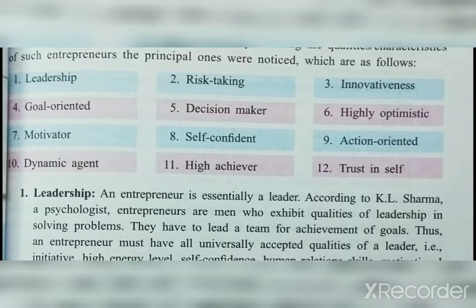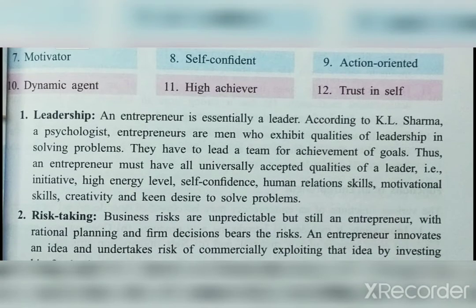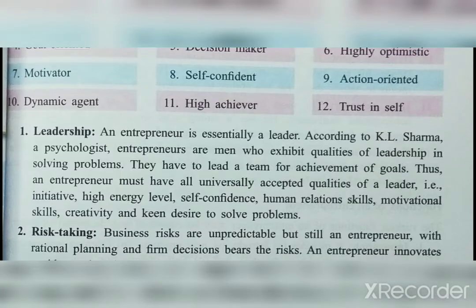The first one is leadership, second risk taking, innovativeness, goal oriented, decision maker, highly optimistic, motivator, self confident, action oriented, dynamic agent, high achiever, and trust in self. So first of all, we'll go for leadership. So what is leadership? An entrepreneur is essentially a leader. According to KL Sharma, a psychologist, entrepreneurs are men who exhibit qualities of leadership in solving problems.